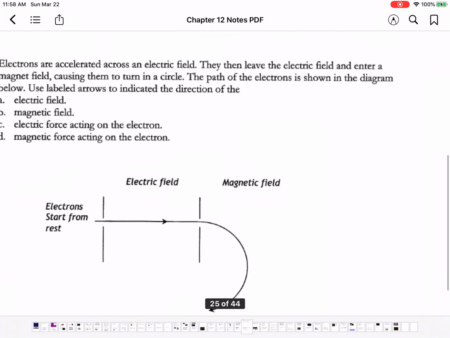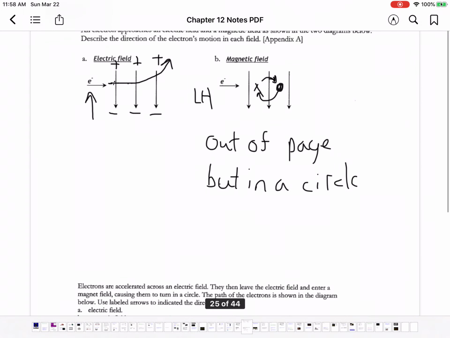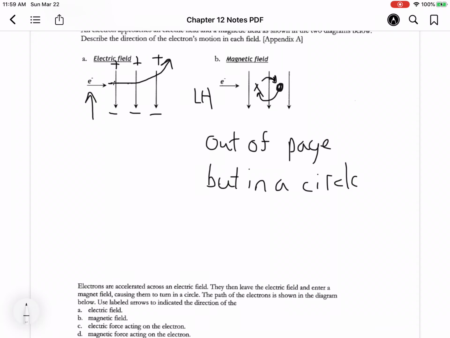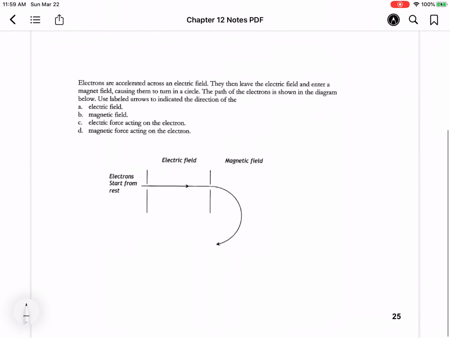All right, I was just going to give these notes back to you in case you haven't written them down. So what I've got here is electrons accelerated across a field, then they leave the electric field and enter a magnetic field, causing them to turn in a circle. The path of the electrons is shown. Use labels to indicate the direction of it. So we have starting from rest, and that's accelerated. So there's acceleration happening here. In order for the electron to be accelerated, this must be positive, and this must be negative. So then which way is the electric field? Well, the electric field is actually that way. Which way is the electric force, though?